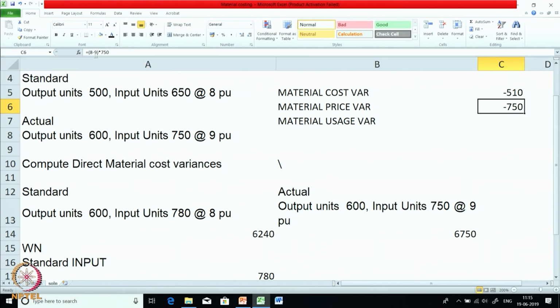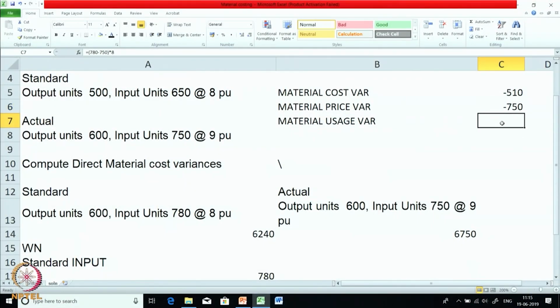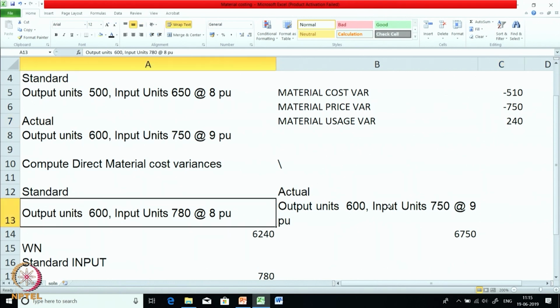You can also see what is written here in bracket. Please compare it with the formulas which were discussed just now. So the formula I will repeat once again. It is standard price minus actual price into actual quantity of input. So it is minus 750. Now the other variance is usage, that is 230 favorable. So in usage you are comparing the two inputs.